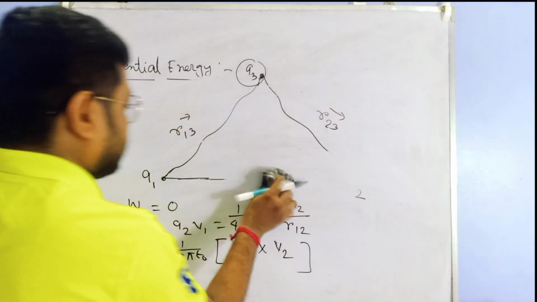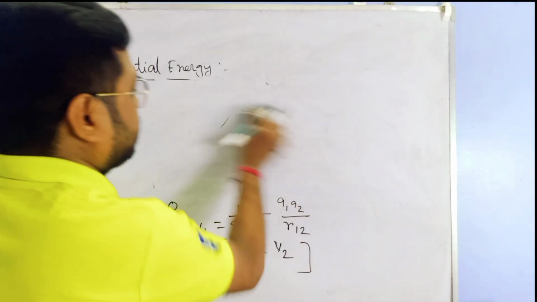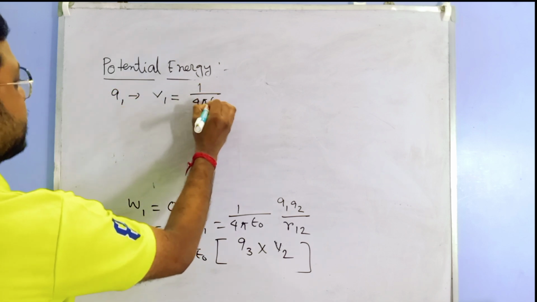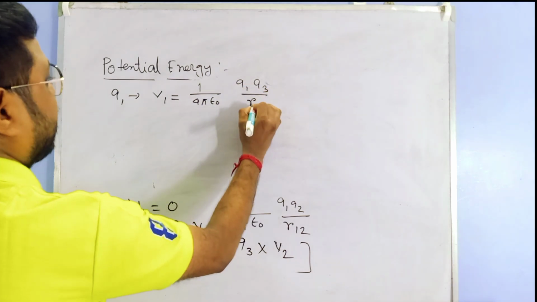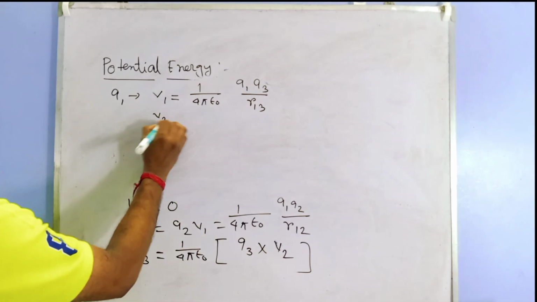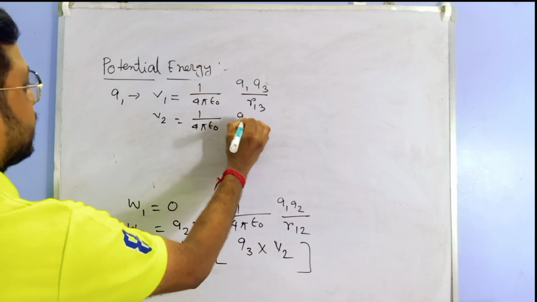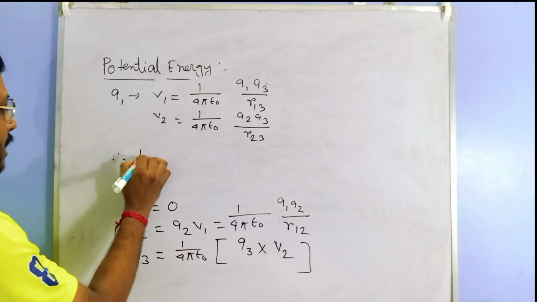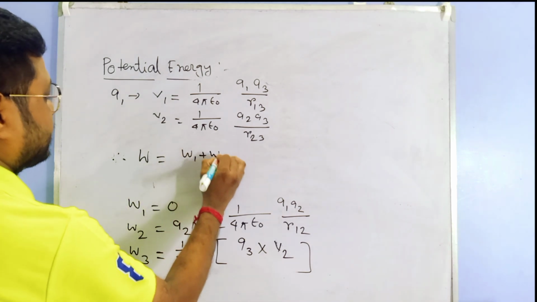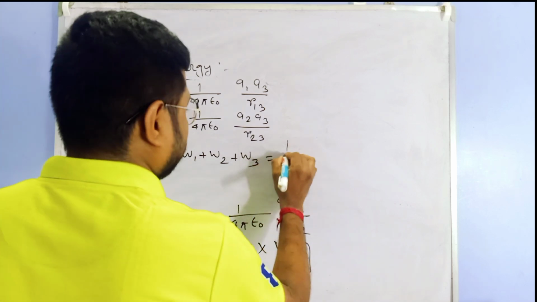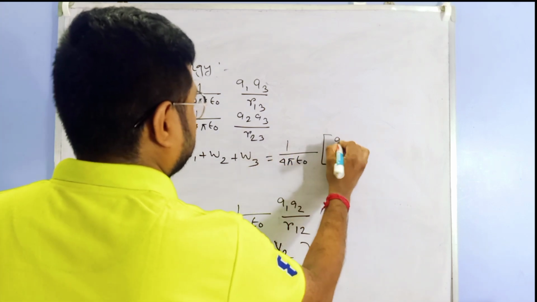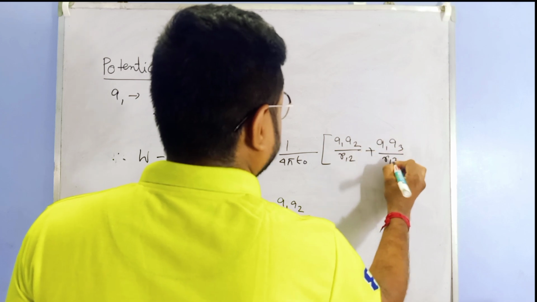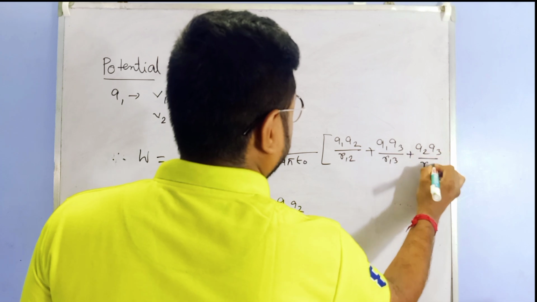So, what is the potential at Q3 due to Q1 and Q2? Now, potential at Q3 due to charge Q1 is 1 by 4 pi epsilon naught Q1 Q3 by R13, and due to Q2 is 1 by 4 pi epsilon naught Q2 Q3 by R23. Then if we add this, we can get total work done W equal to W1 plus W2 plus W3. We can write it as the final result: 1 by 4 pi epsilon naught, Q1 Q2 by R12 plus Q1 Q3 by R13 plus Q2 Q3 by R23.